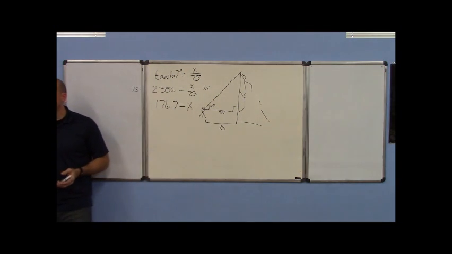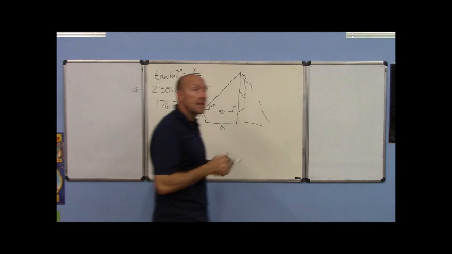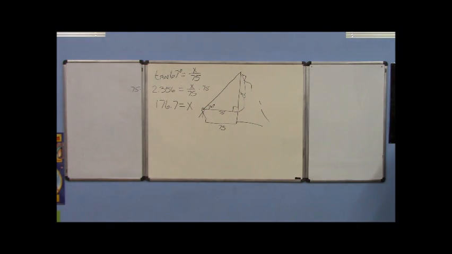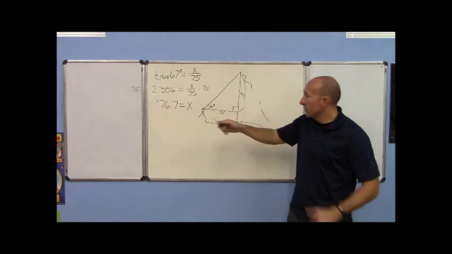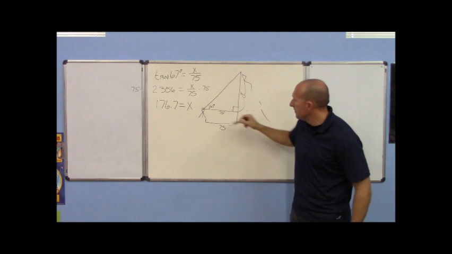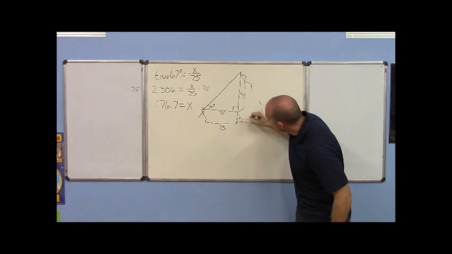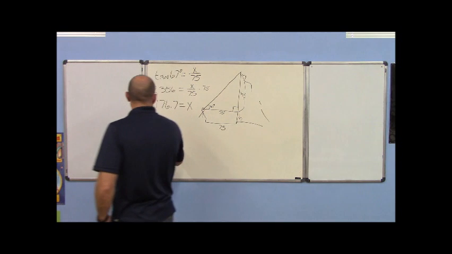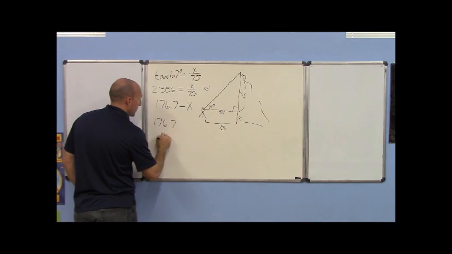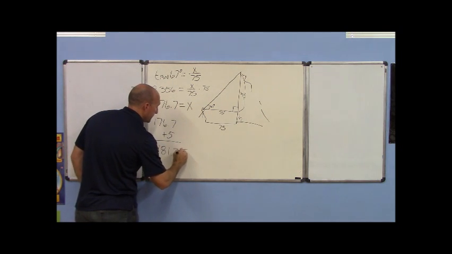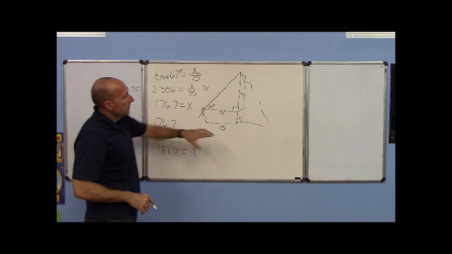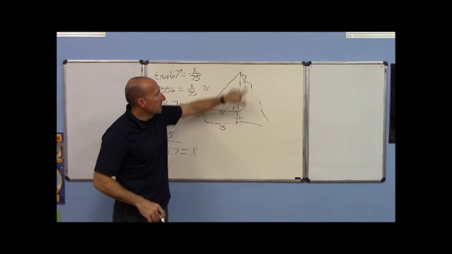No. Do we know the height of the building? No. Why? What are we missing? We have to add the 5. Very good. The information in the problem tells us that the instrument is actually set up 5 feet off the ground, so the portion that gives us the horizontal line is 5 feet from the ground. So we take 176.7 plus 5, which gets us 181.7. And that is the total height of this building.